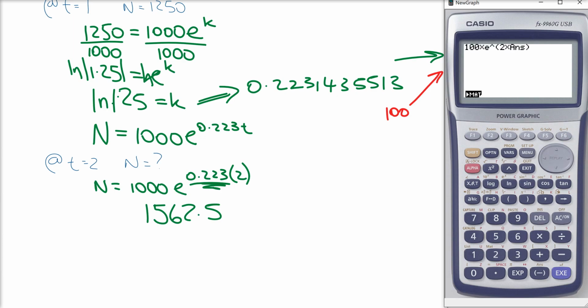So we'll go across, make it 1,000, 1,562.5. That's our answer? Yeah. Happy? How many possums are present?